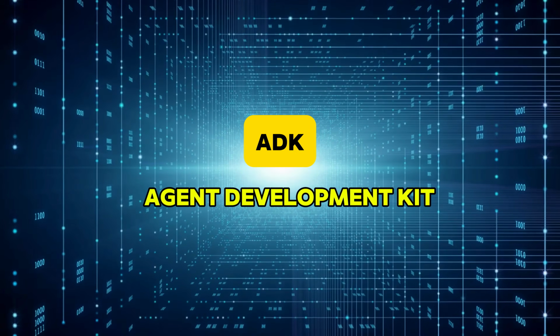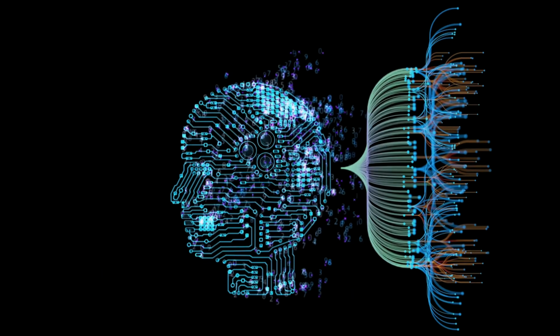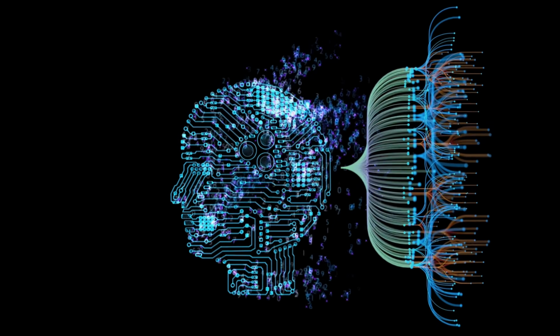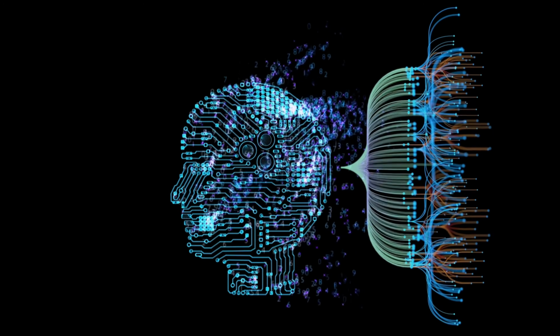So let's start simple. ADK stands for Agent Development Kit. Now imagine you are trying to build your own AI agent. Not just a chatbot that gives you answers, but a real autonomous system. Something that can think, plan, take actions, maybe even use tools, connect to APIs, or talk to other agents to complete a task. That's exactly what ADK helps you do. It's like a toolbox created by Google that makes building these kinds of intelligent systems much easier and safer.